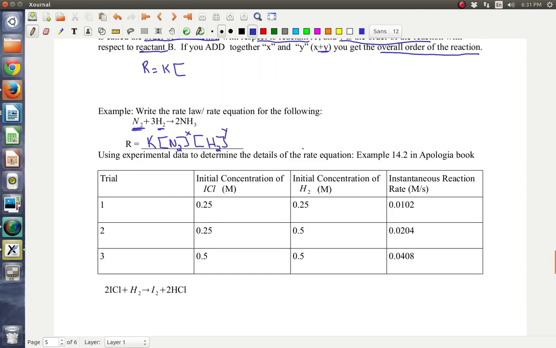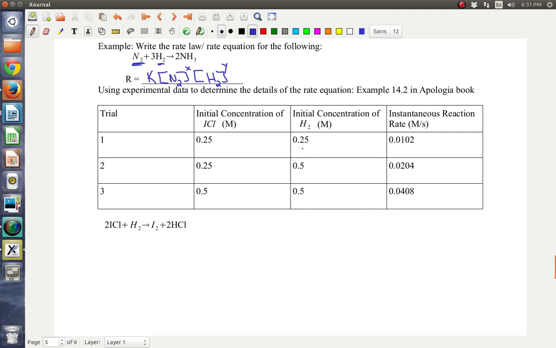All right, now we're going to move on into figuring out experimentally, using this data, how to calculate the actual rate law. We're going to calculate the constant for each rate law, and the x and the y. Okay, here we go. Here's the reaction we're dealing with. This one right here is the net reaction. And here's the first reactant, ICl, and M is the molarity, the molar concentration. Here's the second reactant, hydrogen, again the molarity. And these are the instantaneous rates of the reaction.